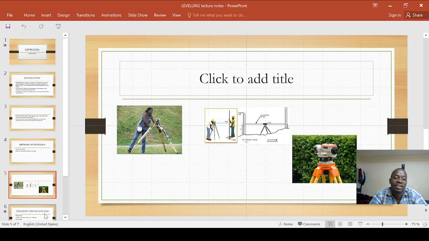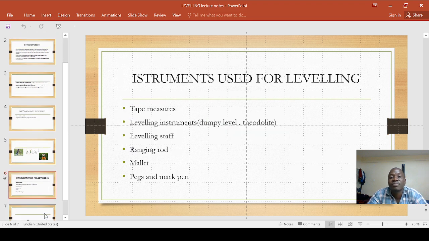Okay. We have the instruments used for leveling. We have various ones, but we have listed a few, the most common. We have the tape measure of any length or any material. You may use fiber, you may use steel. The choice will depend on you. Leveling instruments: the dumpy level, theodolite, automatic level, any instrument you may use according to your pocket.